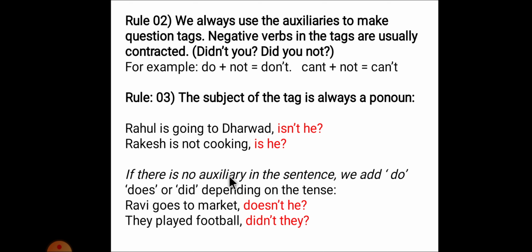If there is no auxiliary in the sentence, we have to add do, does, or did depending on the sentence. Ravi goes to market. So there is no helping verb in the sentence. So if there is goes, it has does. This is a positive sentence, so we made a negative question tag. They played. So here there is no helping verb, and it is in the past tense. That's why we used didn't they.